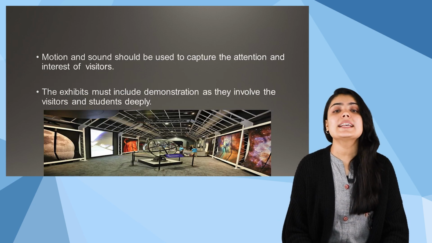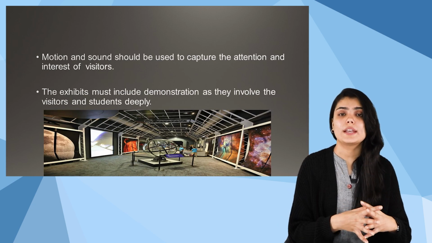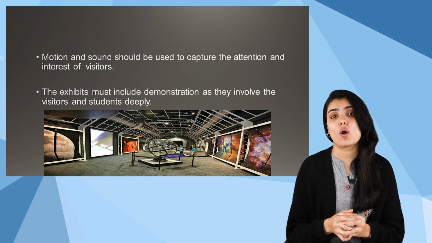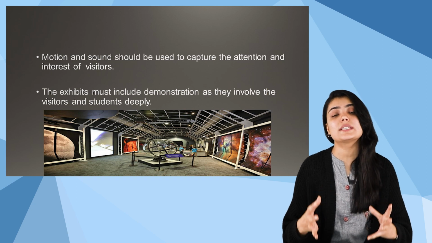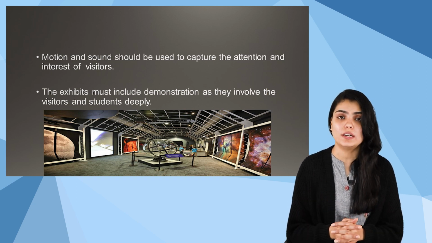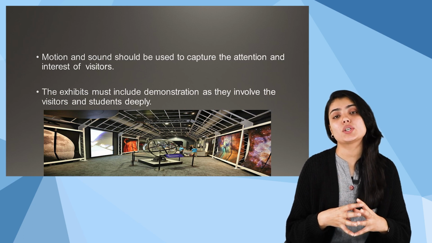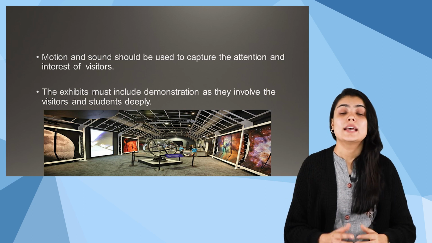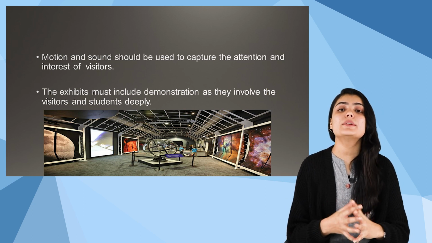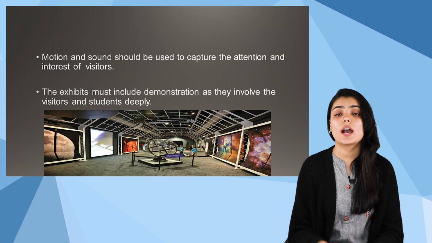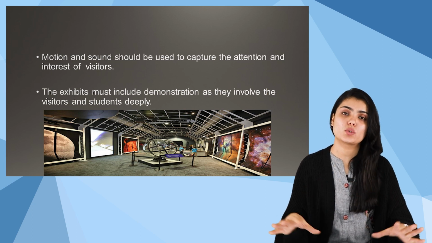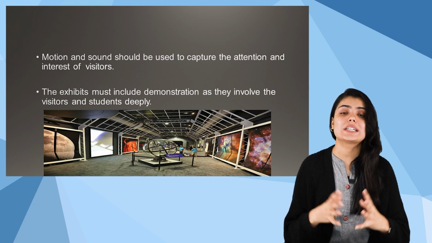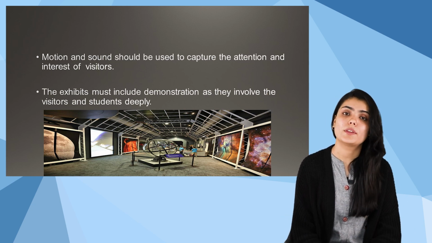All right. The next characteristic is that motion and sound must be used in order to capture the attention of the viewers. So various exhibits in an exhibition may be a walking model. To catch the attention of the viewers, we can make use of motion as well as sound. The next characteristic is that the exhibit must include a demonstration, again to catch the attention of the other students and the viewers. If the exhibit includes a demonstration, it is easier to gain attention from the viewers.